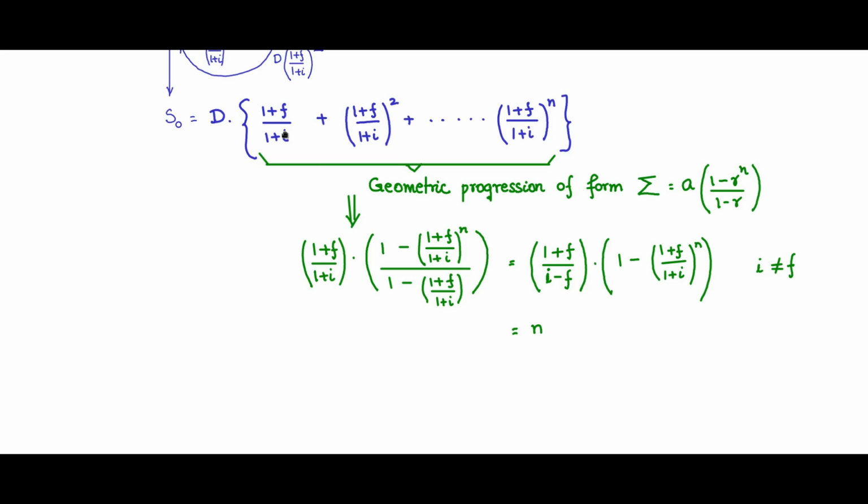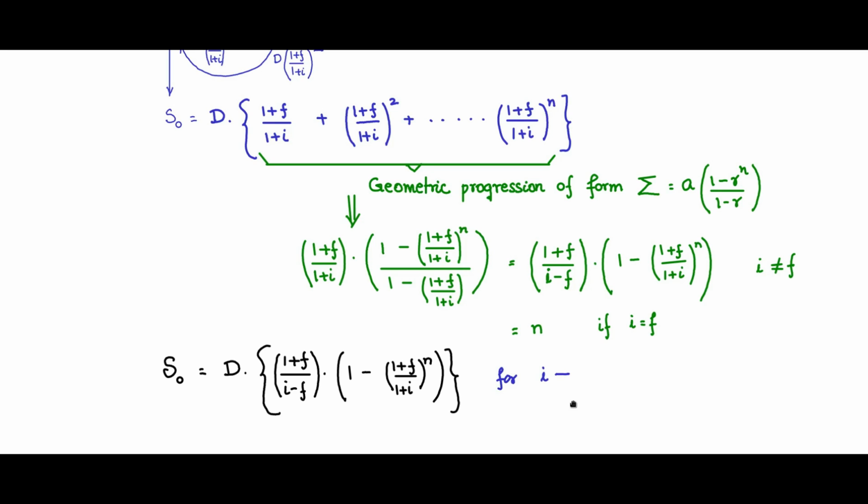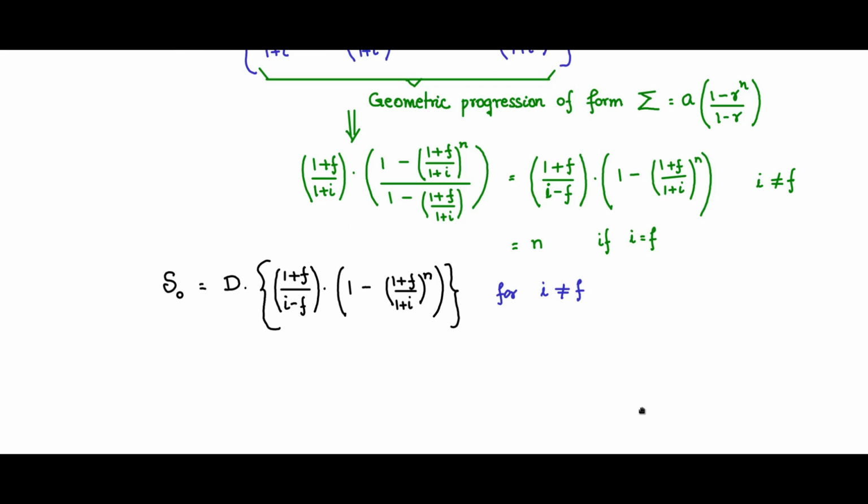If I is equal to f, each term will be 1, 1, 1, 1, added up for n terms, so you will get the value n. So if you include that into this equation, D into the present worth factor is as above for I not equal to f, and is equal to D into n for I equal to f. For I equal to f, the present worth factor is n.